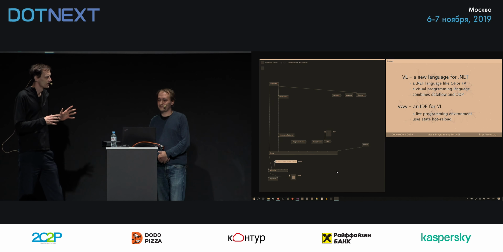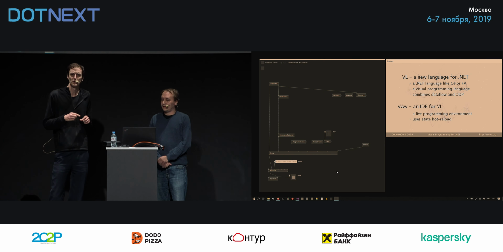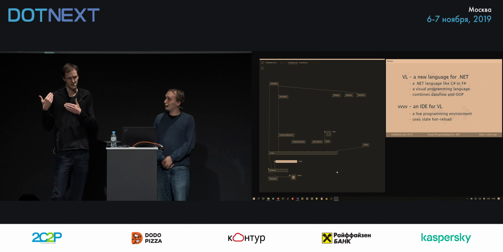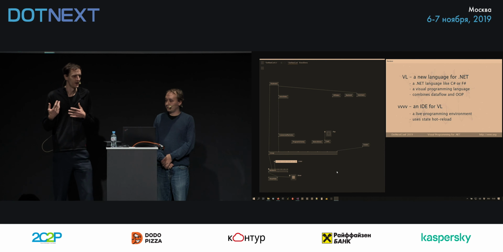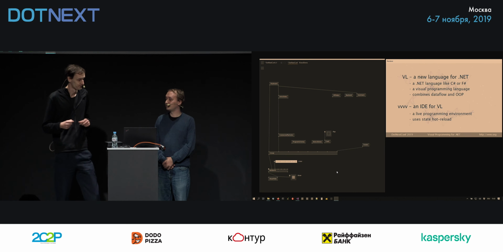Elias joined us around 10 years ago. And it was only around 5 years ago that we started working on what we present now: this new language, VL, and the new version of VVVV that we call VVVV Gamma.